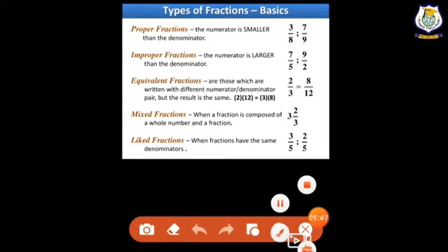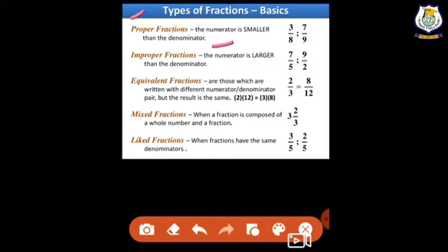You all must be aware of the types of fractions because you have learned them in your previous class. Again I want to recall the types of fractions. Our first is the proper fraction. I think you all must be aware of the proper fraction. The numerator is smaller than the denominator. Numerator and denominator I have already cleared. The numerator is your upper part and the denominator is your lower part.